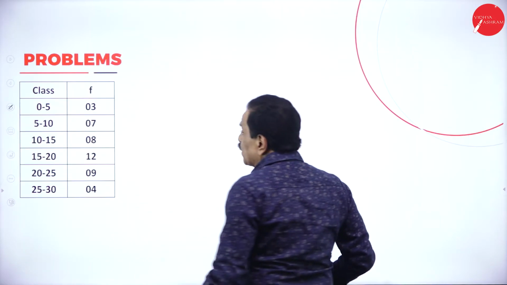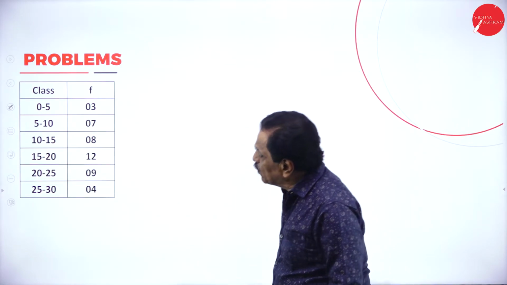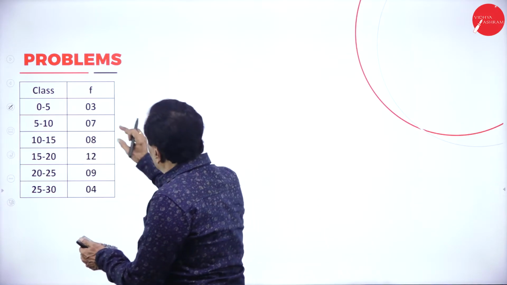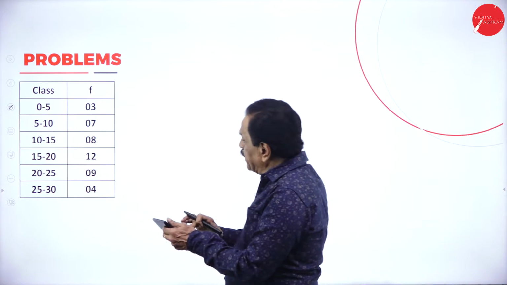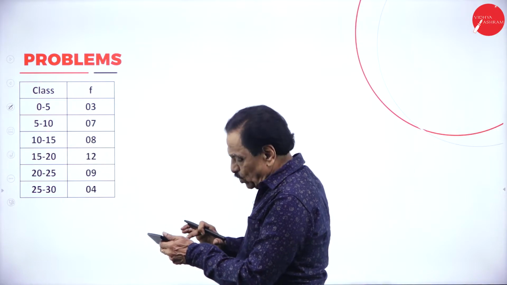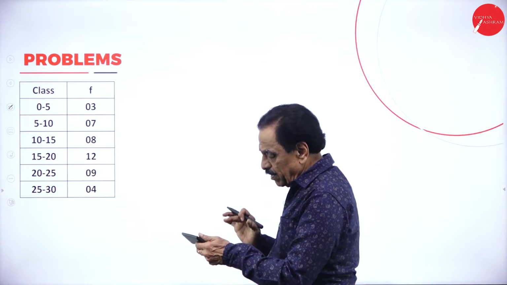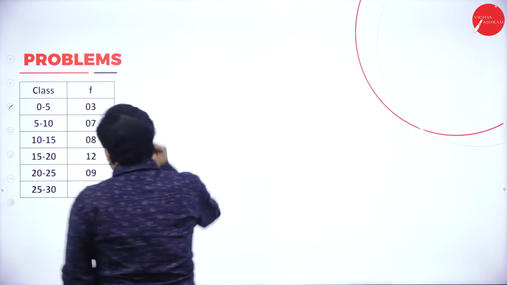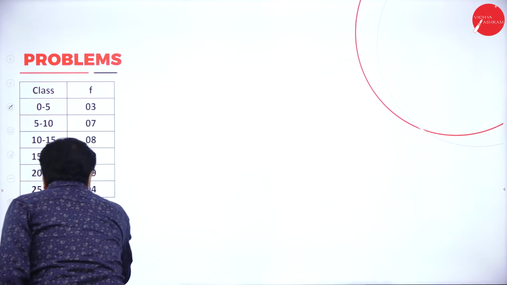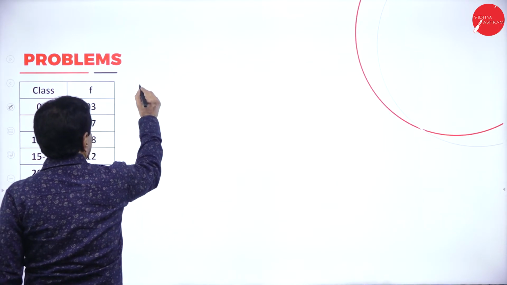Here the classes are 0 to 5, 5 to 10, 10 to 15, 15 to 20, 20 to 25. What is the first step to do? Add the frequency. What is the first number? 3 plus 7 plus 8 plus 12 plus 9 plus 4 is equal to 43. That is 3 plus 7 is 10, 18, 30, 39, 43. Your n is 43. Make the cumulative frequency.